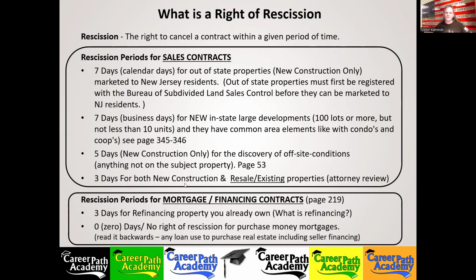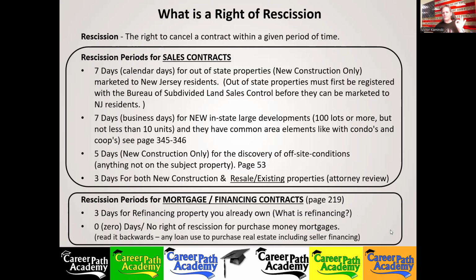And there's a 3-day right of rescission for new construction and for the resale of existing properties. That's the attorney review period, the 3 days. Now, for the lending contracts, the mortgage contracts, the rescission period is 3 days for refinancing property you already own. And refinancing is basically getting a new loan that pays off the existing one. So you have 3 days to back out of that financing for the property you already own.